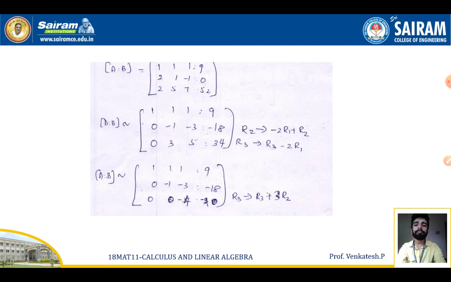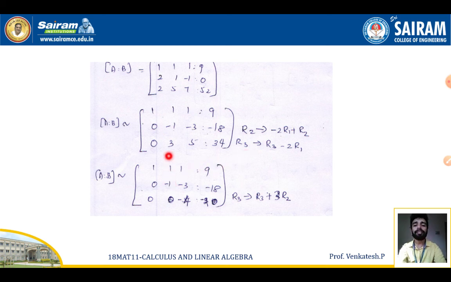Now after making the augmented matrix, I want to convert the first entries of the R2 and R3 rows to 0. That is, the 2 and 2 I want to convert to 0. I can make the operations R2 implies R2 minus 2R1, R3 implies R3 minus 2R1. So what will I get? 1 1 1 9 as it is, 0 minus 1 minus 3 minus 18 for R2, and R3 will be 0, 3, 5, 34 by applying the row transformation R3 implies R3 minus 2R1.